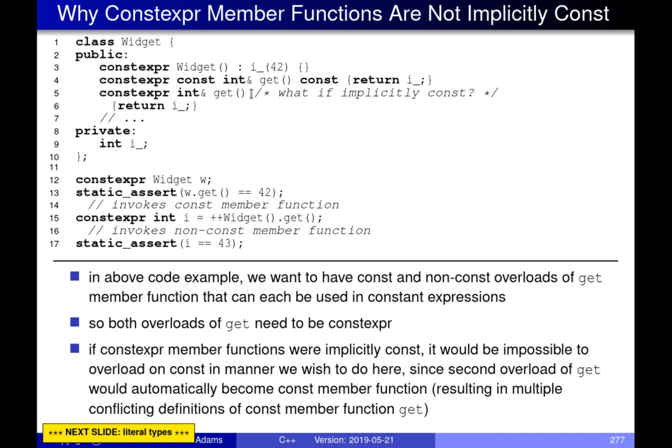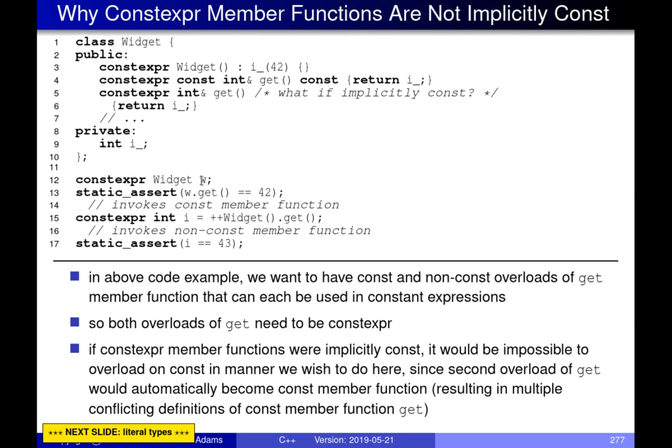However, this is actually a reasonable thing to want to do, and a very simple use case is something like what we have here, where we're creating a Constexpr widget called W, and then I just have a static assert to show you that the code is working. It's asserting that the value that you get is 42, and this is going to invoke the const member function. It's going to invoke the first of these two member functions here.